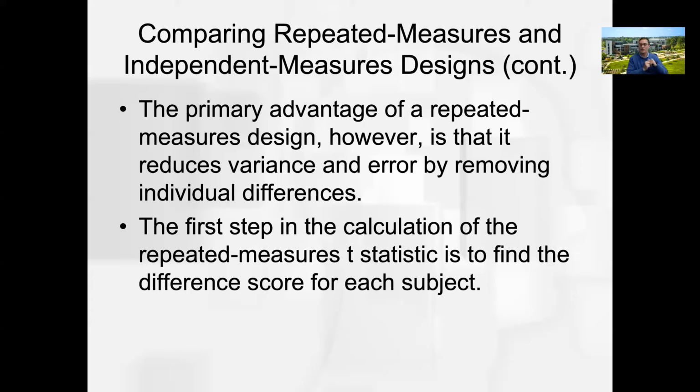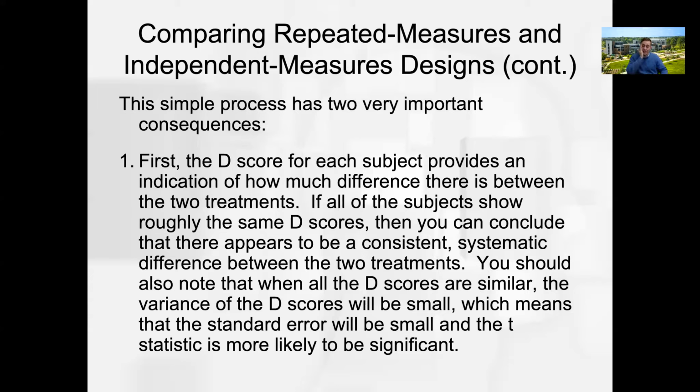Yeah, so the perk of doing this type of test, like I said, is that you are having every participant serve as their own control, right? So the D score, so that's just gonna be the difference score, for each subject is gonna provide an indication as to how much difference there is between the two conditions, between the control and the treatment condition, or two different treatment conditions. If all subjects show roughly that same D score, you can conclude that there appears to be a consistent, systematic difference between the two treatments.